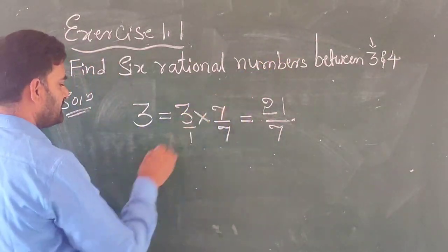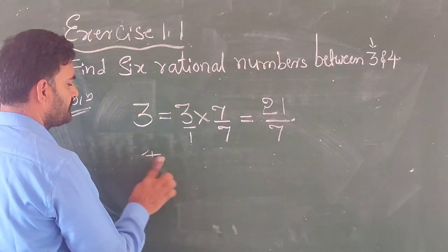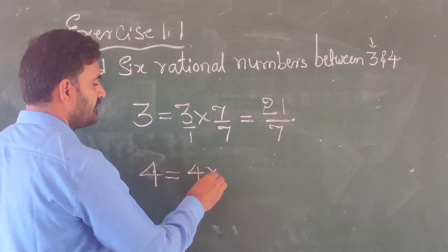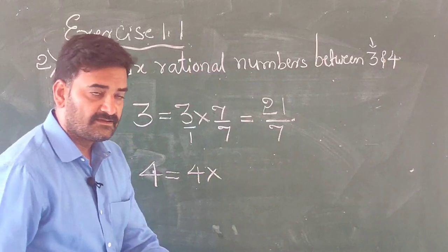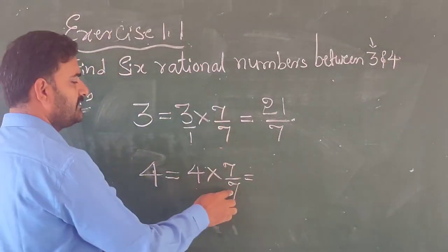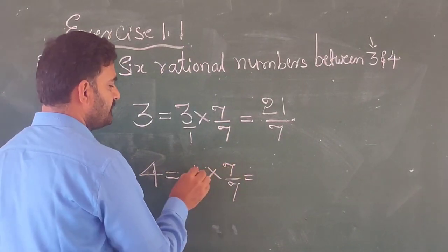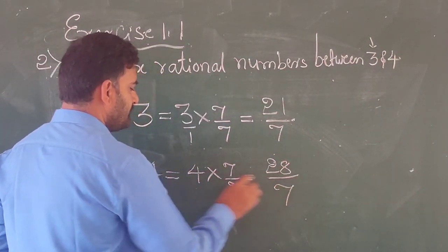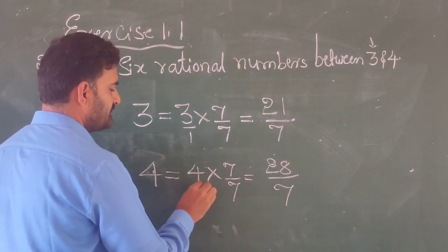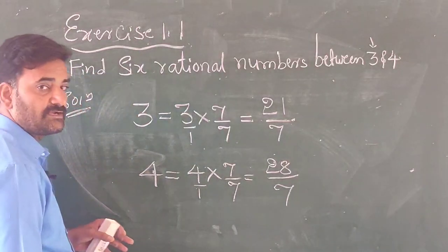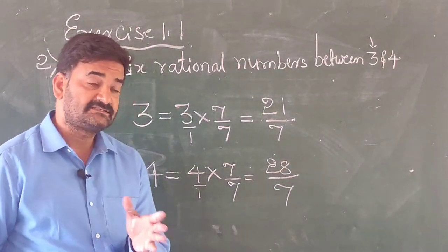Next, the last number you take, that is 4. Again 4 you take. After 6, 7 by 7. Same thing you do here. 4 sevens are 28. 1 sevens are 7. Nothing means what? 1. 1 sevens are 7. Now we are going to write the final 6 numbers.